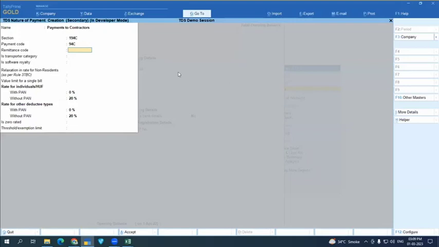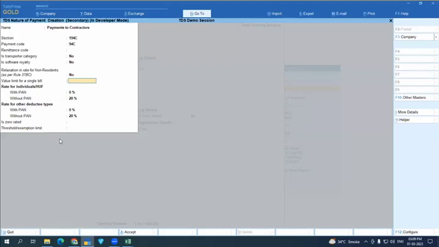See, remittance code means if I am going to pay this amount to the government treasury account, then what is the code? I don't know currently, so I can skip here. That is available on the government portal or NSDL portal. Does this category belong to the transport category? No. Does this category belong to software royalty? No. See, 197BC is a separate clause, which is applicable for non-resident persons of India, NRIs. So it is also not available.